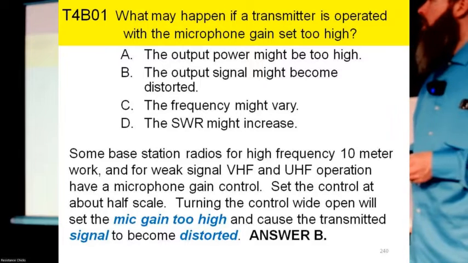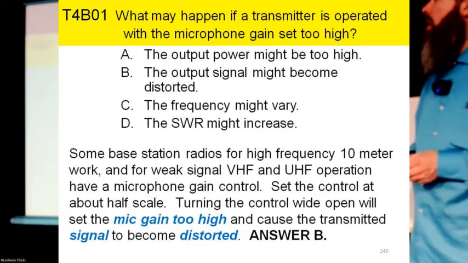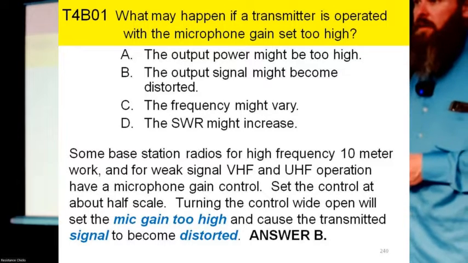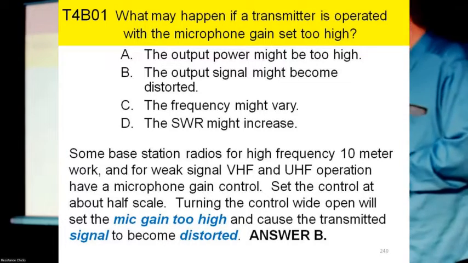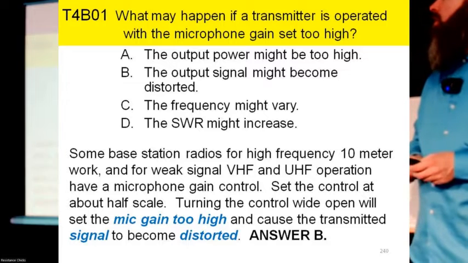What might happen if a transmitter is operated with the microphone gain set too high? So you're screaming into that microphone. The answer is the output signal might become distorted.